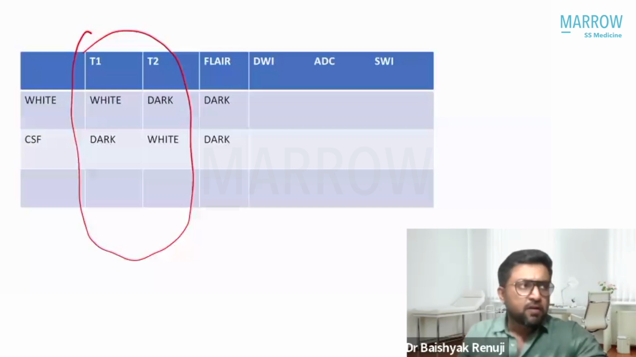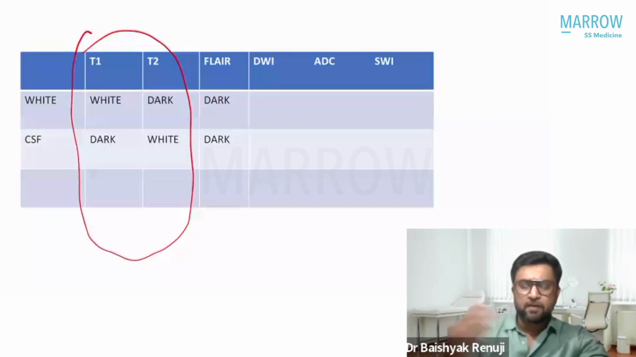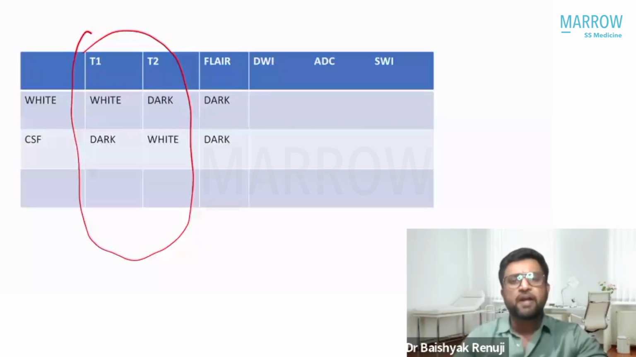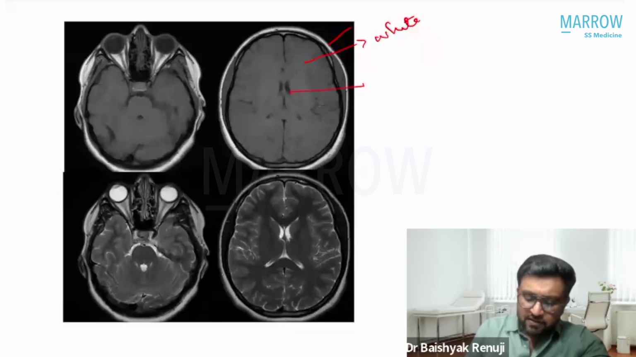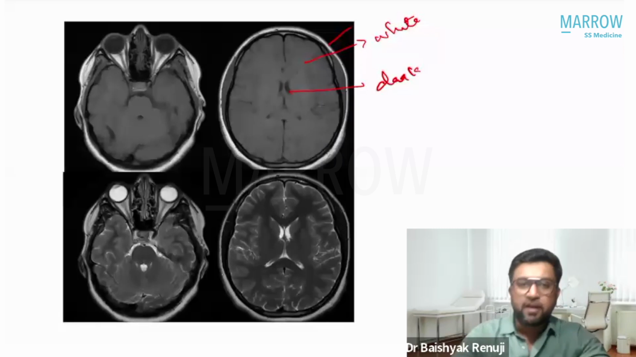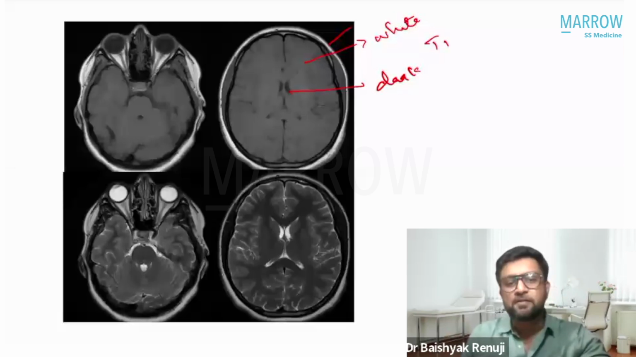So T1 is the first image taken, where the white matter will have the normal anatomical consistency. That means white matter is white in color. So you see here the first one, this is white matter, white in color. Here you see the CSF is dark in color. So CSF dark and white matter white, normal anatomy is maintained. That is T1 weighted image.